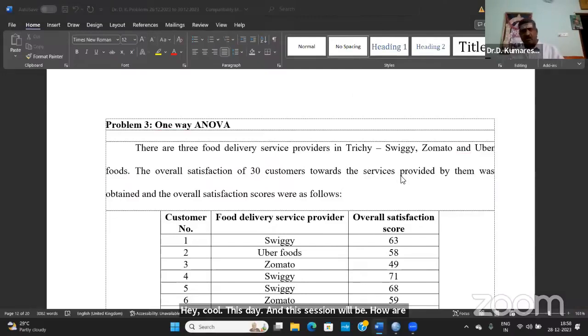Today's discussion is about ANOVA and MANOVA. What is ANOVA and what is MANOVA? We have heard about ANOVA, but what is MANOVA? I have stopped the screen sharing. I will start once again after a small introduction.